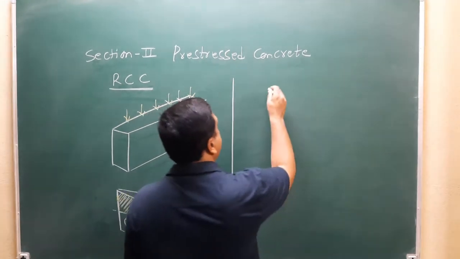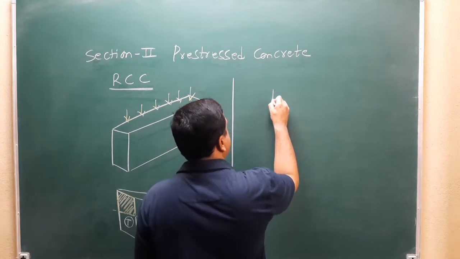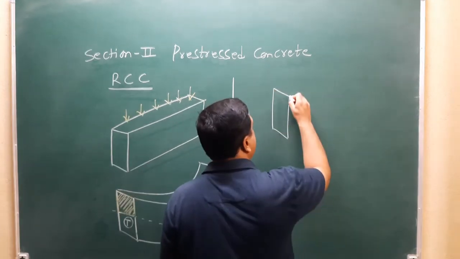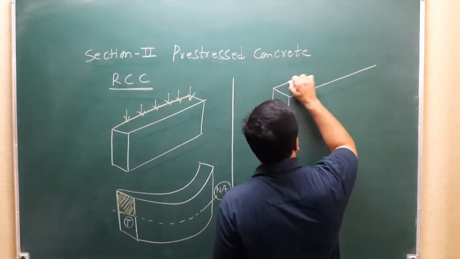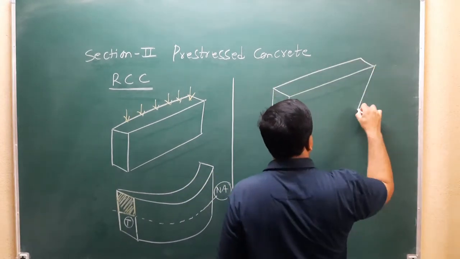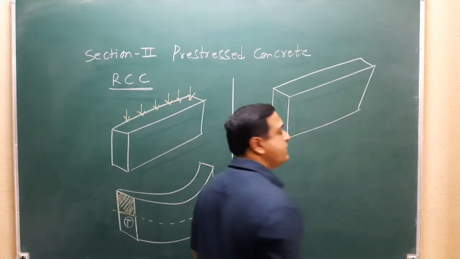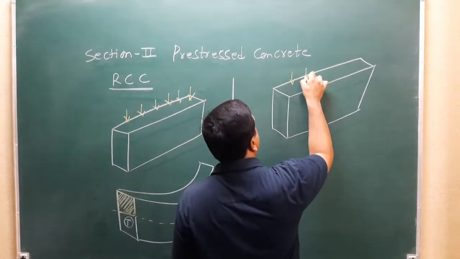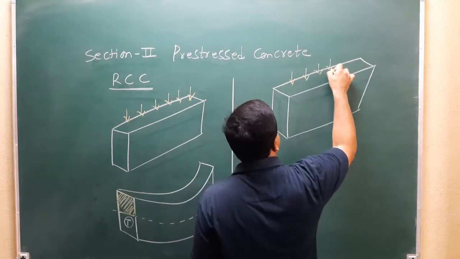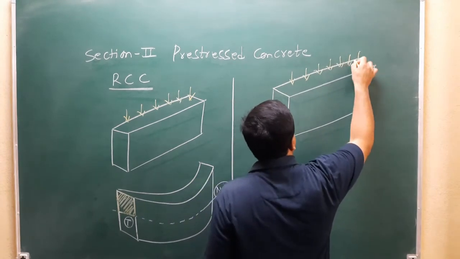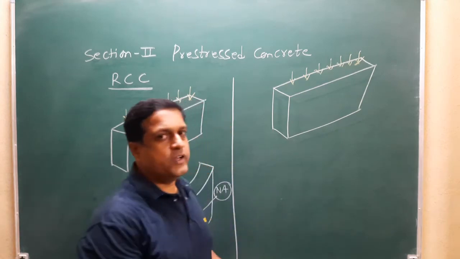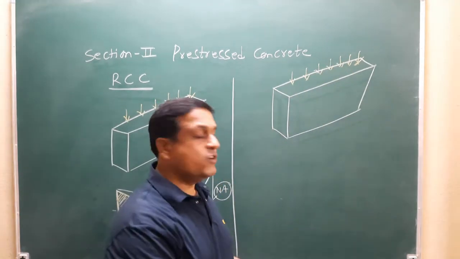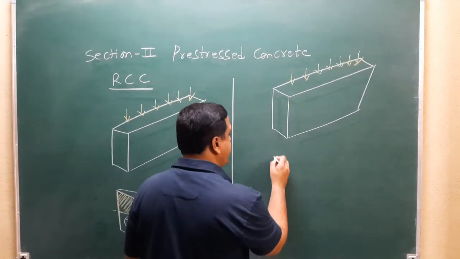Okay. So let's consider one beam like this. If this beam is again subjected to the transverse loading, and due to this external loading, this beam gets bent like this.